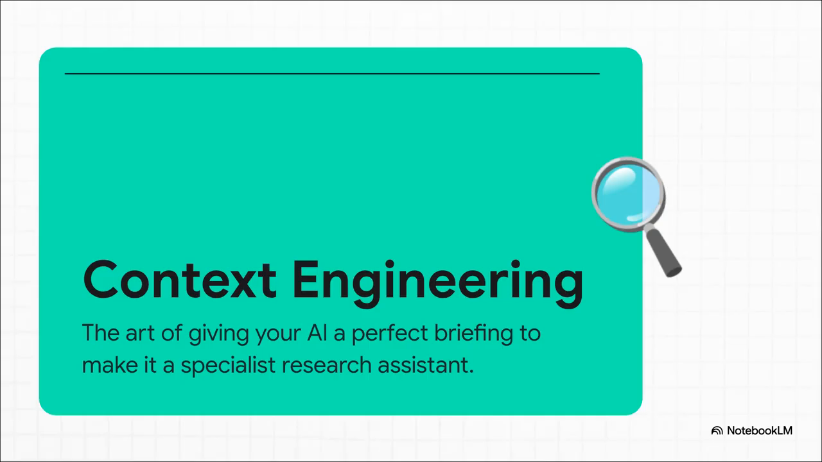At its heart, context engineering is pretty simple. You give the AI such rich, detailed instructions that it literally transforms. It goes from being a general, all-purpose tool into a highly specialized assistant that knows your exact project inside and out. So think of it this way. You're not just asking a question. You're programming a specific persona, a specialist for the job.